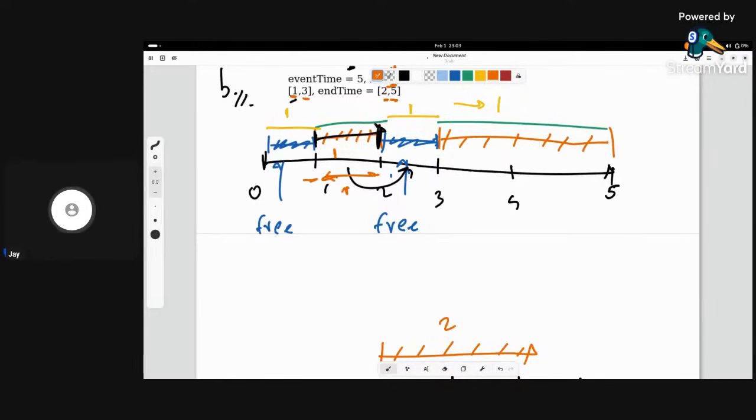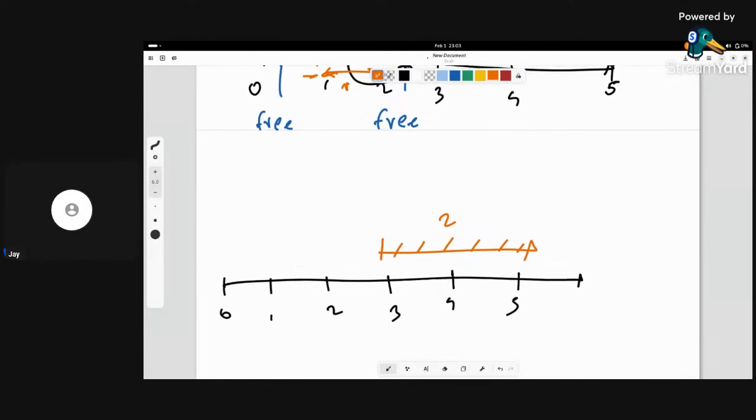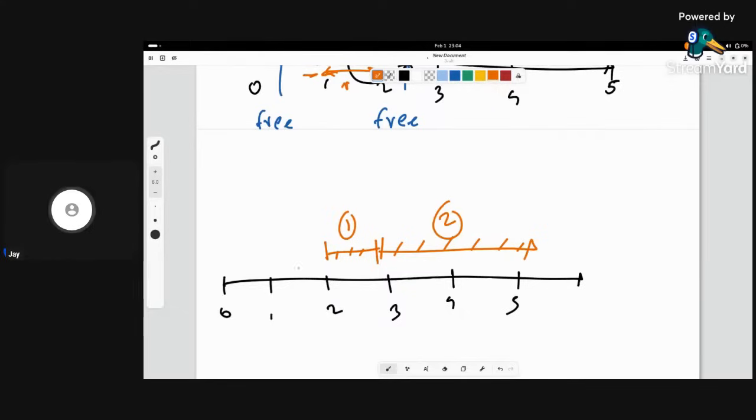You couldn't change the duration, but you can change the start time. So you change the start time from 1 to 2. Now this meeting number 1 starts at 2 and ends at 3. So this is your meeting number 1. This is your meeting number 2.